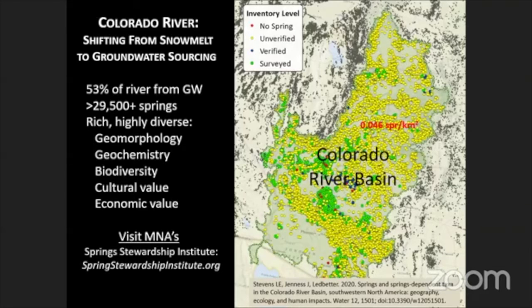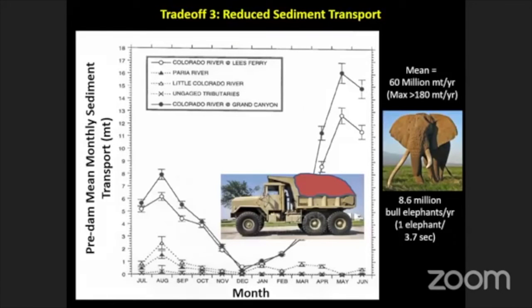So there is a growing realization that groundwater is a major player in this river, and the Colorado River is transitioning from a snowmelt river to a groundwater dominated system. Now, the third trade-off has to do with reduction of sediment transport. Less sand flows through Grand Canyon because of the dam. It's captured by the reservoir. Sand settles out in the still waters at the upper end of Lake Powell.